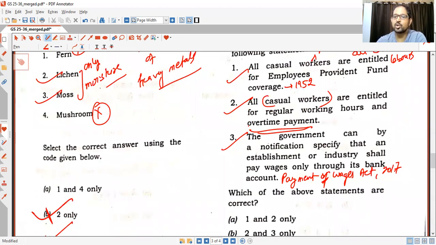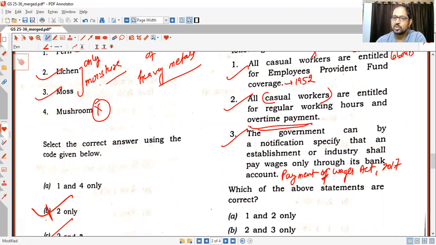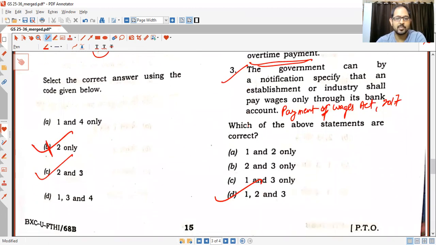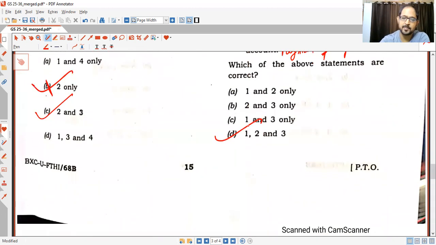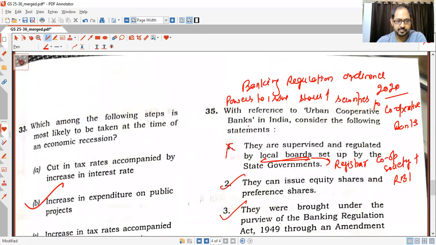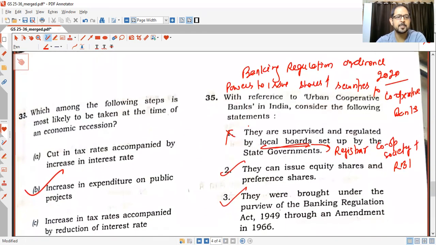Third, the government can, by a notification, specify that an establishment or industry shall pay wages only through its bank accounts. Yes, recently in 2017, the Payment of Wages Act amendment, after demonetization, the government brought this act, and it was made mandatory for any establishment to pay wages through its bank account. So all 3 statements are correct. The answer is D, 1, 2, and 3. Moving forward, question number 33.